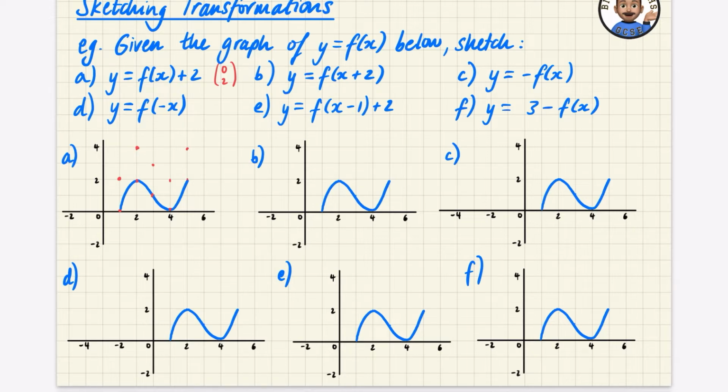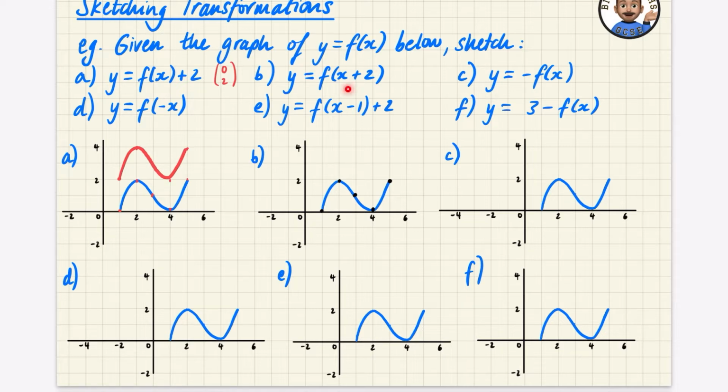Now, if you find that a bit confusing, then what you can do is write the coordinates down as numbers, and you could just add 2 to all of the y's. Also, it might be a bit easier if I do this in one colour, and then it will sort of represent the before and afterwards.